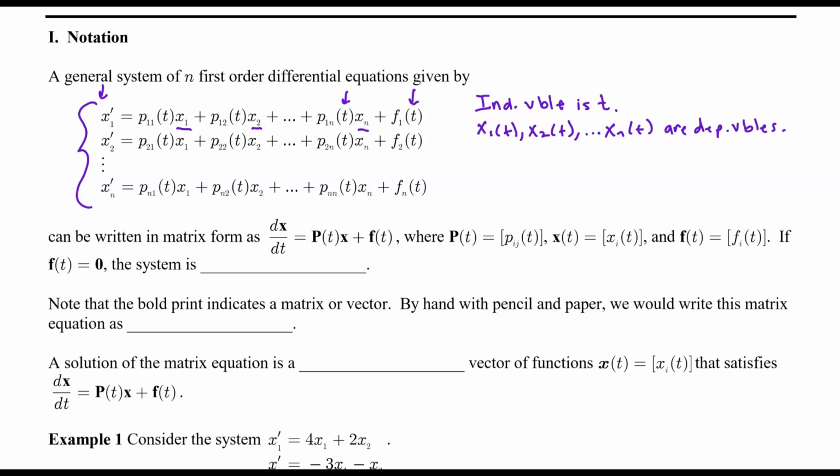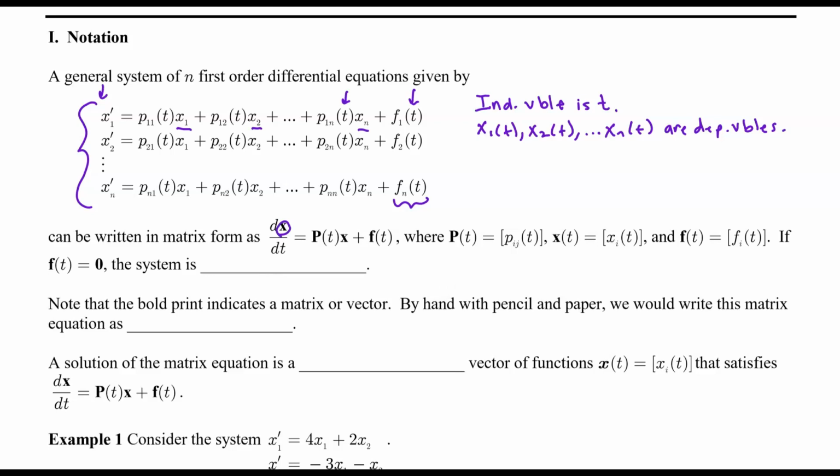Now over here in the last column, we've got functions of our independent variable alone, and we're going to see how, if it's non-zero, that makes this a non-homogeneous system. This is a lot of information in this system, and we're going to condense it down to a single equation. So this system can be written in matrix form as dx/dt equals P(t) times x plus f(t). Notice the bold print in this equation.